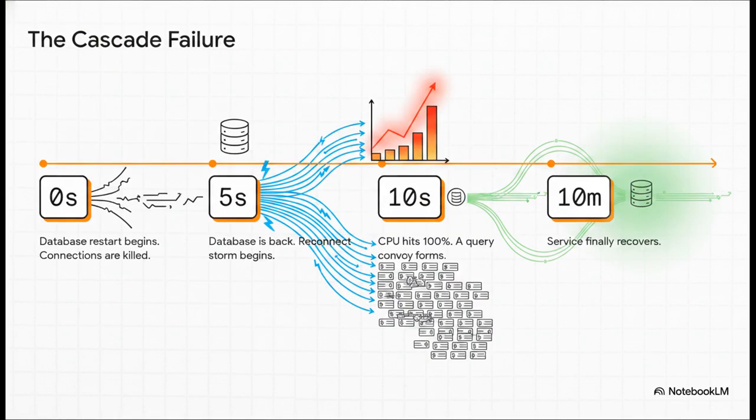And this is where the cascade really kicks in. At time 0, boom, connections are killed. 5 seconds later, the reconnect storm hits. Then, just 10 seconds in, the database CPU is totally pegged at 100%, and you get what's called a query convoy. It's basically a massive traffic jam for your database. New requests get stuck behind this huge line of old ones, and things just pile up way faster than they can be served. The result? It takes a full 10 minutes for the system to claw its way out of this mess and finally recover.